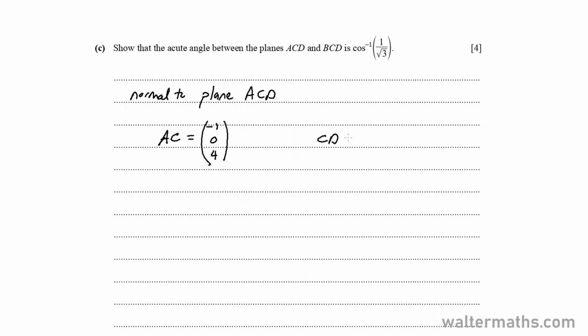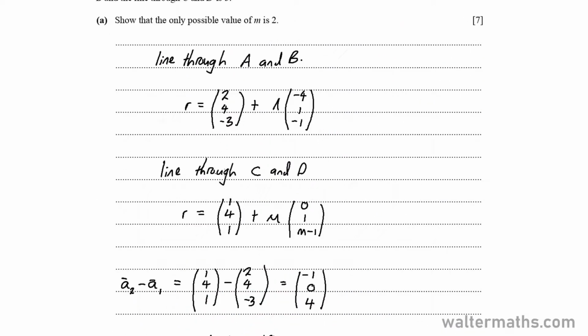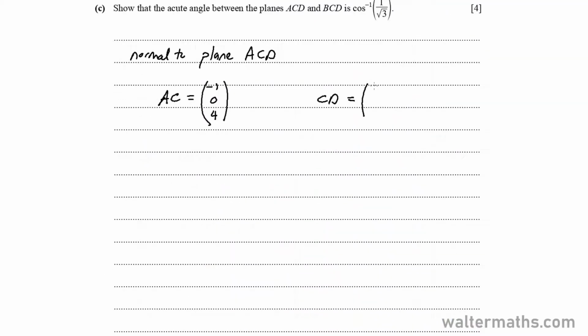Then CD, I'm sure we already have it again. That's on part A when we did the line through C and D. So it came out to be 0, 1 and m minus 1. And since m is 2, it will be 0, 1 and 2 minus 1, which is 0, 1, 1. So that's CD. So that's 0, 1, 1. So for the normal to the plane that contains these two, we are going to do the cross product, AC cross CD. So that's equal to minus 1, 0, 4 cross multiplying 0, 1, 1.